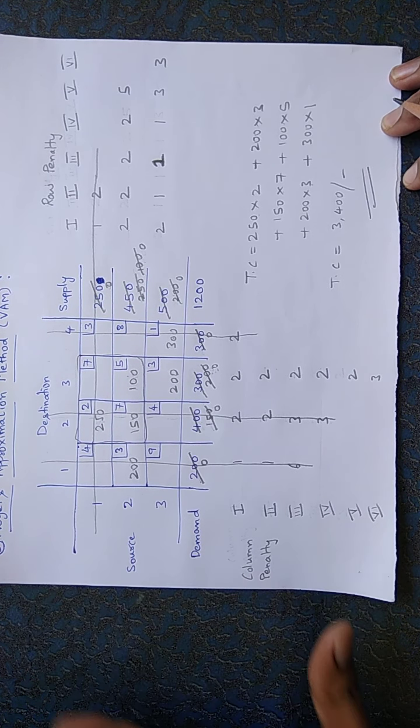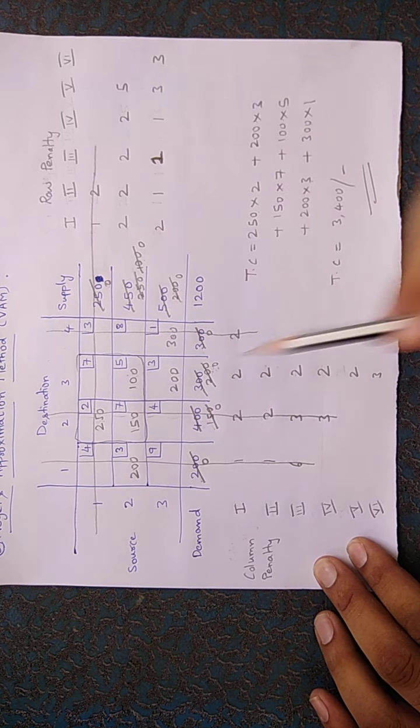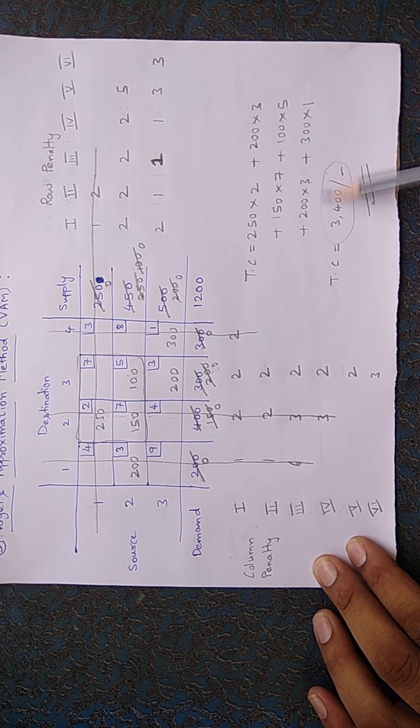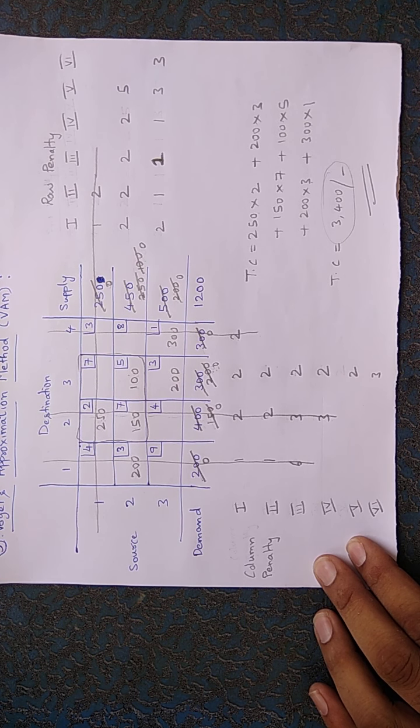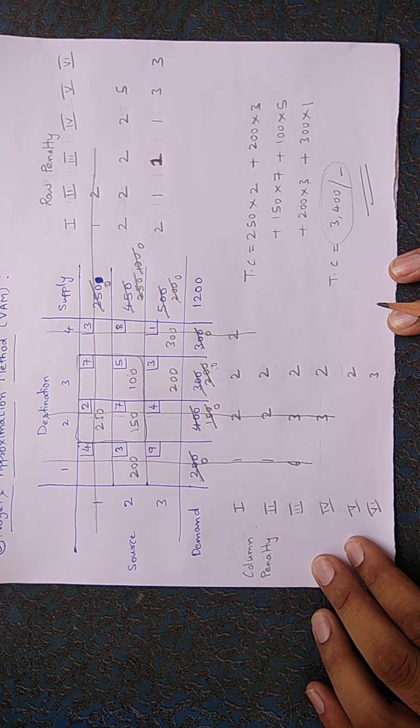What we need to observe is we have worked the same problem using northwest corner method, using least cost method and Vogel's approximation method. In northwest corner method, we had got the transportation cost or the total cost as 4,750. In the least cost method, we had got it as rupees 3,550. Now in Vogel's approximation method, we have found it to be 3,400. By observing this, what we can get an inference is VAM method is a better method compared to northwest corner method and least cost method.